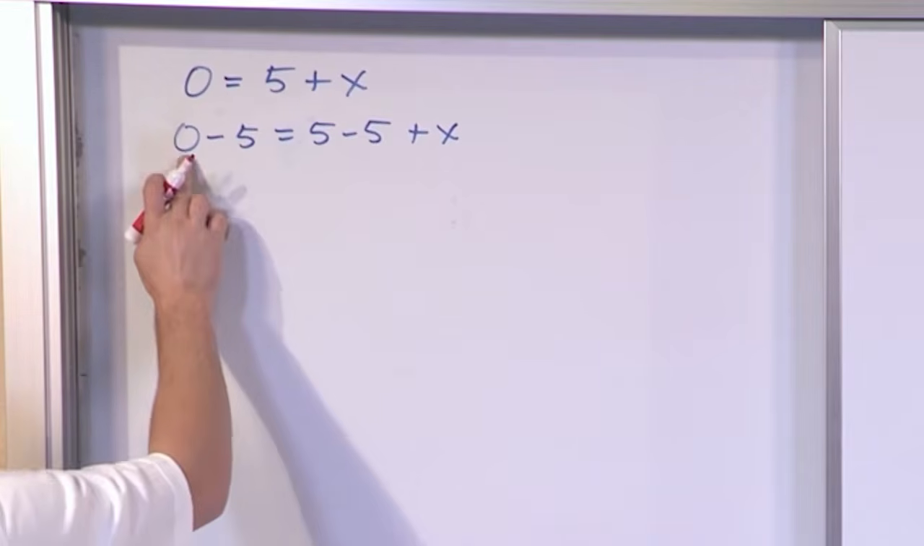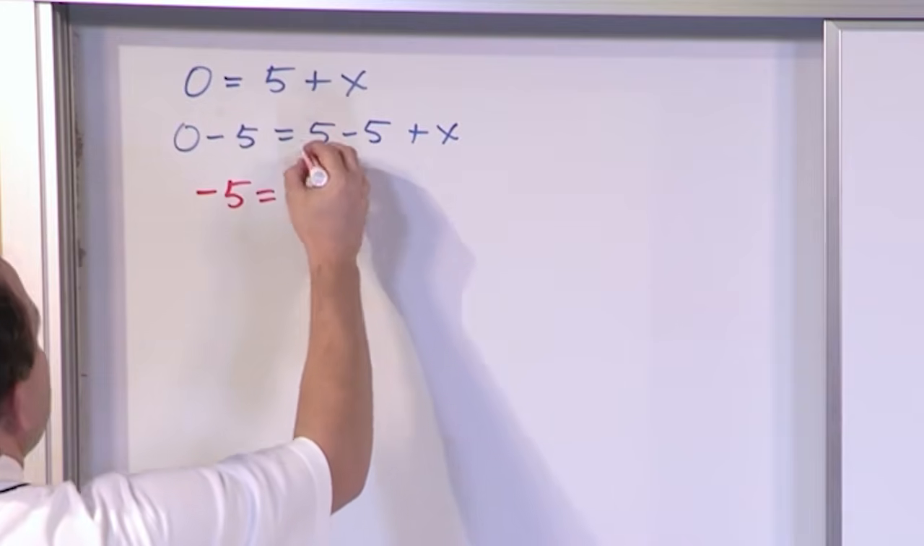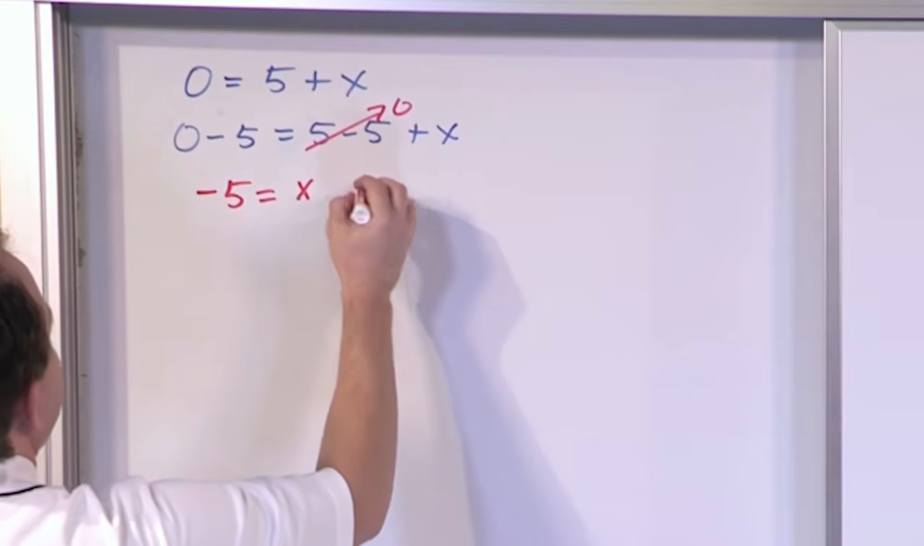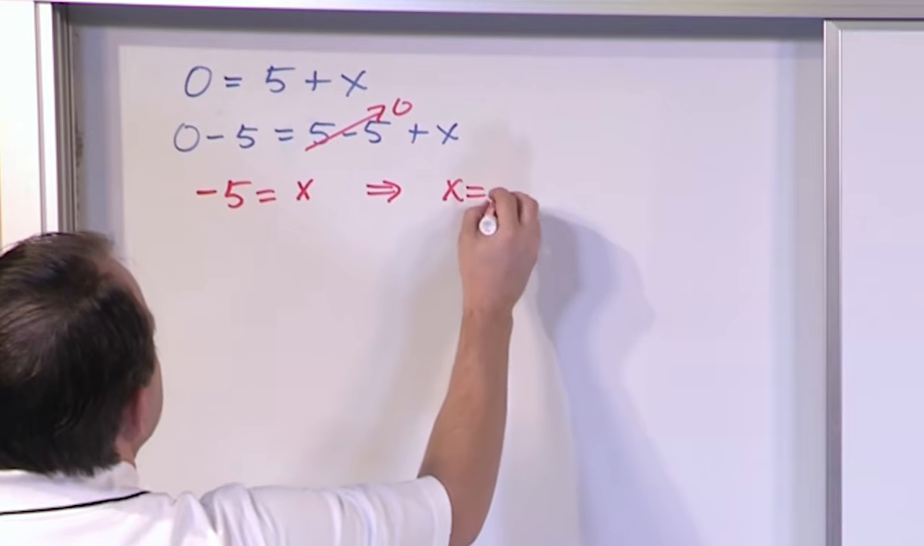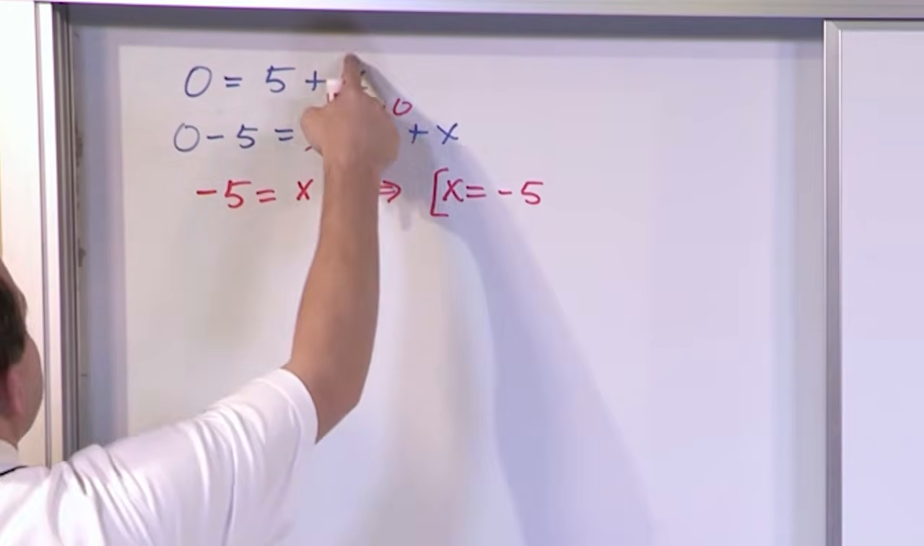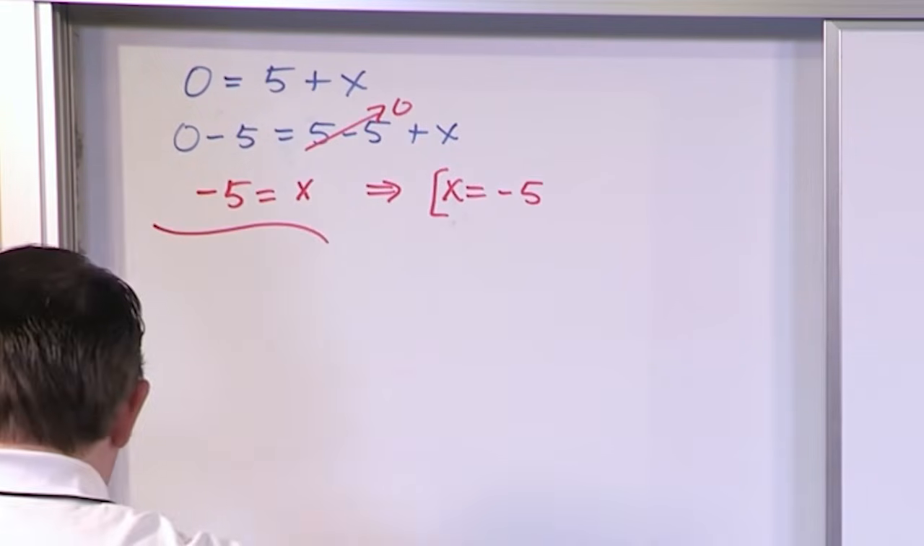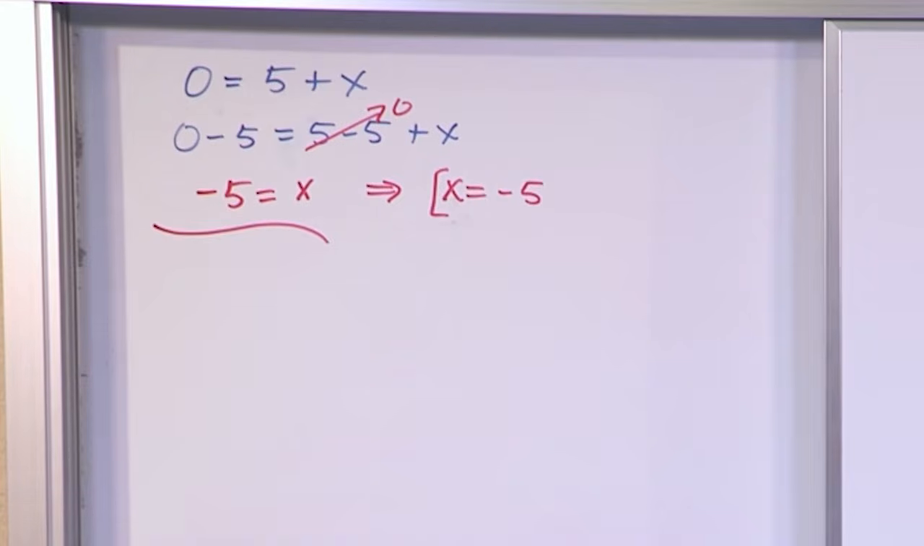And on the left-hand side, what is 0 minus 5? Well, that's just negative 5. On the right, this of course goes away. We just have x. So all you have is x is equal to negative 5. And if you're unsure, just take it and stick it back in here. Negative 5. So 5 plus negative 5, you get 0. It all checks out. And that is the answer to that problem.